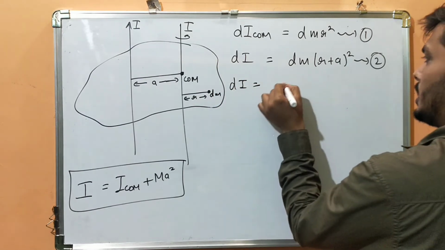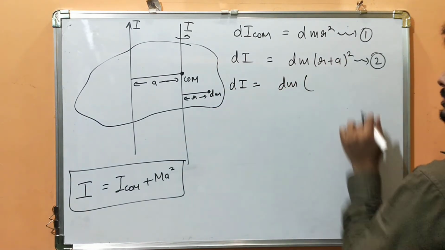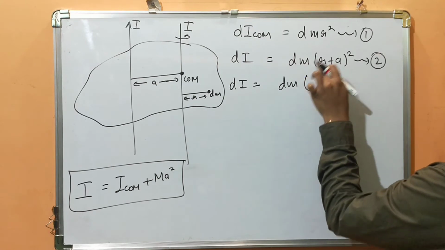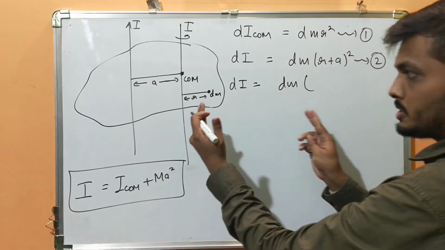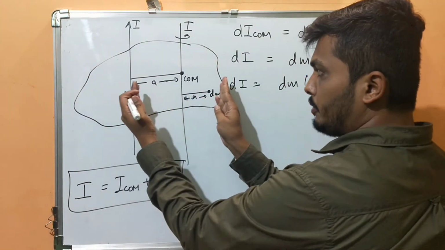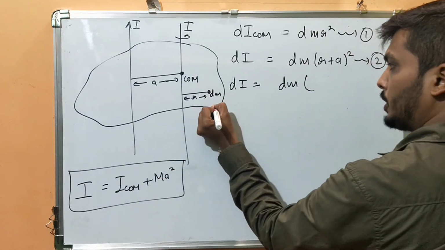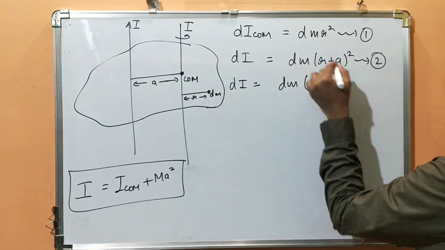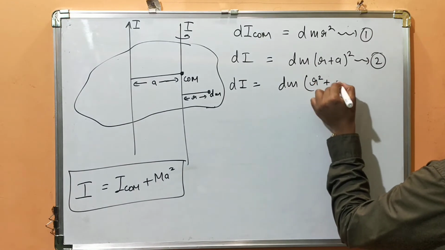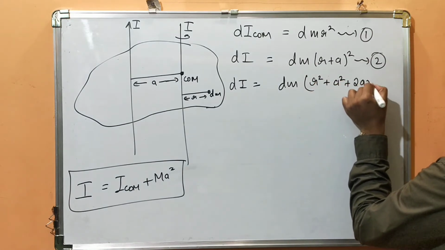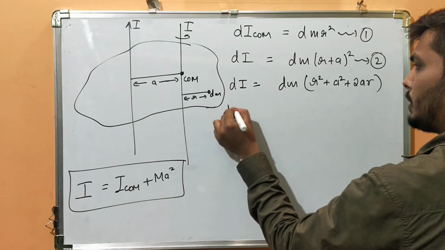dI will be what? dm (a plus b) the whole square. Have you understood this? dm r square. Here r square means the distance, (r plus a) the whole square. Have you understood? For this mass I am telling you. So (r plus a) the whole square is a square plus r square plus 2ar. Okay, now open the bracket.